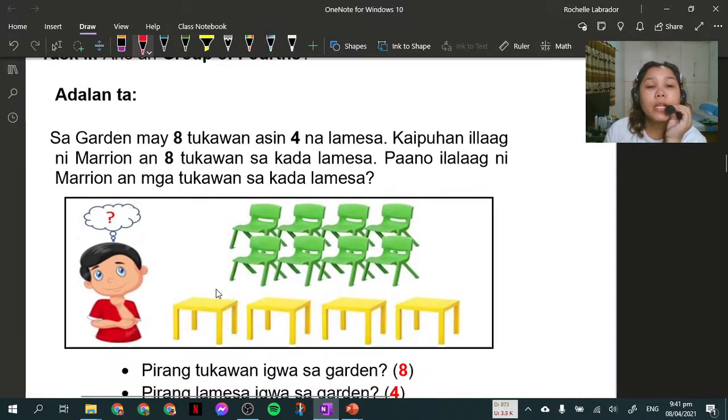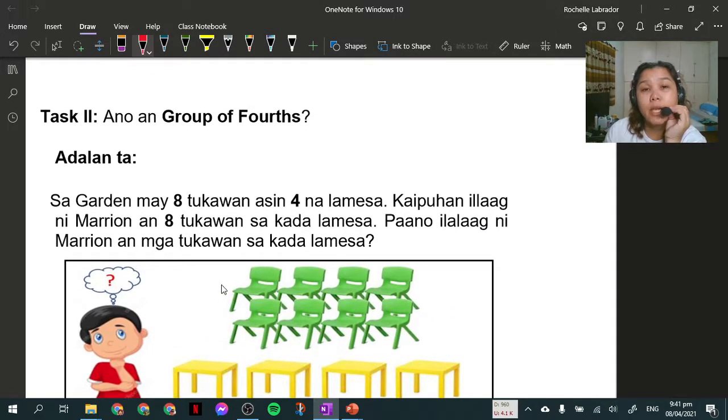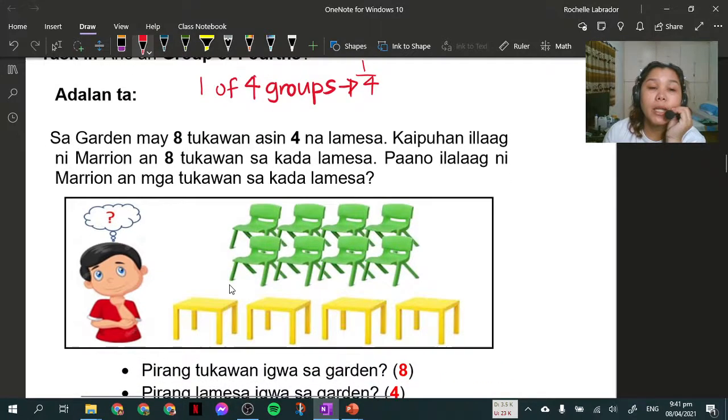For task 2, ano ang group of fourths? So this time, fourths naman tayo. When we mean fourths, it means there should be 4 groups naman. So, one set will be divided into 4 groups, and one group of this is called 1/4. Ano po? So, one of 4 groups is what we call 1/4. Okay. So, sa garden, may 8 na tukawan, 8 chairs, as in 4 na lamesa, 4 tables.